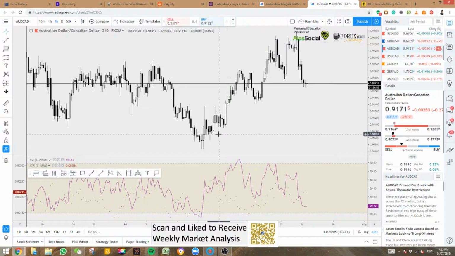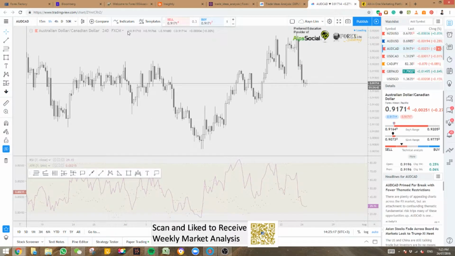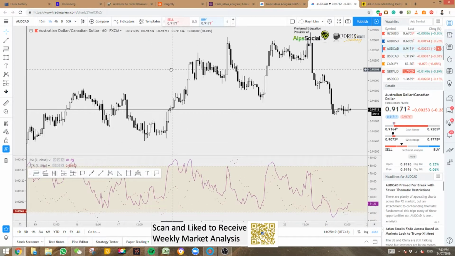Four-hour chart, bullish trend already, and it is within the buy zone. Have you spotted it? So you should be able to do something like this. It's nothing to do with 15 years in trading. If you are doing this every day, you should really get it.